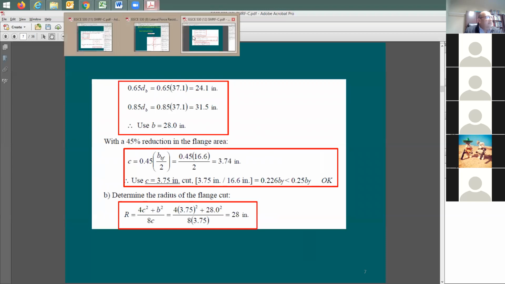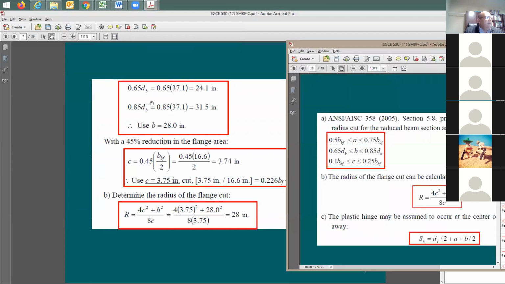I'm going to look also at the range when it comes to B. Look at B value. Here's the range, 65% to 85% of the beam depth. So I have it between 24.1 to 31.5. I decide here to go with 28. Yeah, this makes sense. The length of the plastic hinge is not really critical, right?